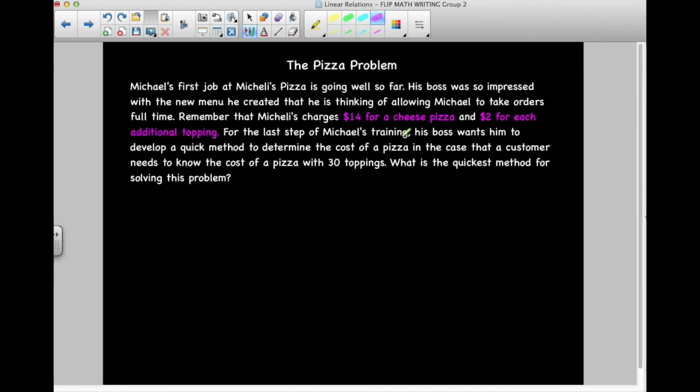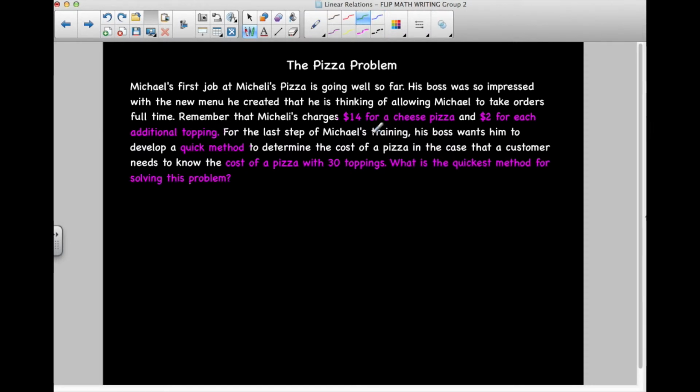So the last step of Michael's training, his boss wants him to develop a quick method to determine the cost of a pizza. So we need a quick method. In the case that a customer needs to know the cost of a pizza with 30 toppings. So the cost of a pizza with 30 toppings. So what is the quickest method for solving this problem? Now, where do we begin?